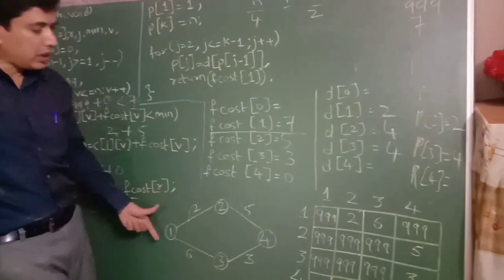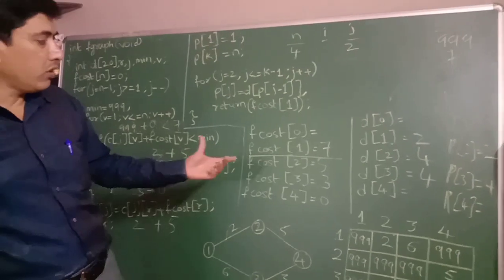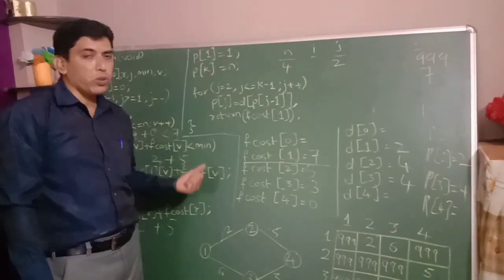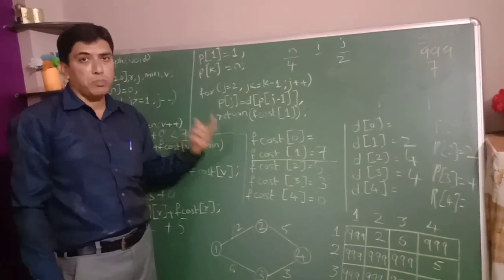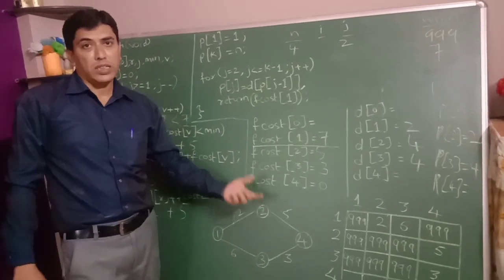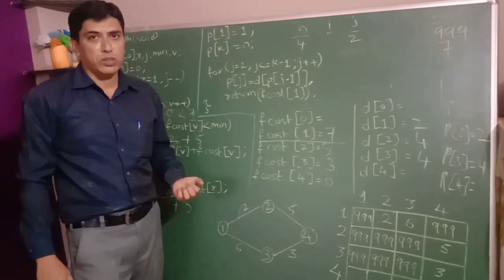Getting? So similarly, if you give any graph, this program finds the minimum cost path from source to sink using forward approach. Thank you.